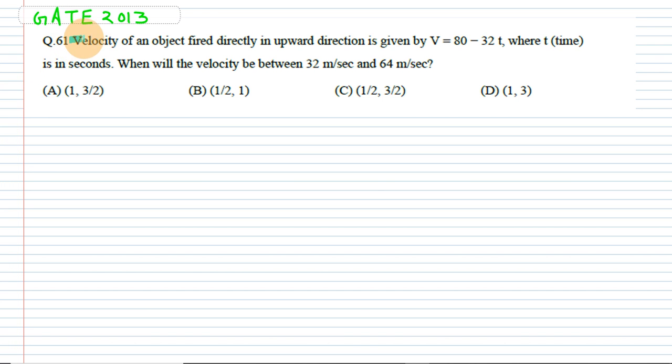So the question says the velocity of an object fired directly in upward direction is given by the equation v equals 80 minus 32t, where t is time given in seconds. When will the velocity be between 32 meter per second and 64 meter per second?